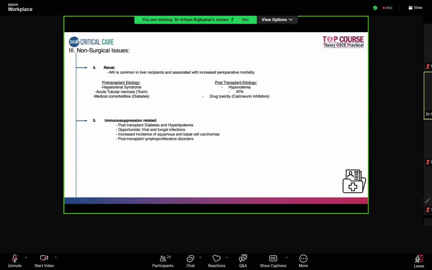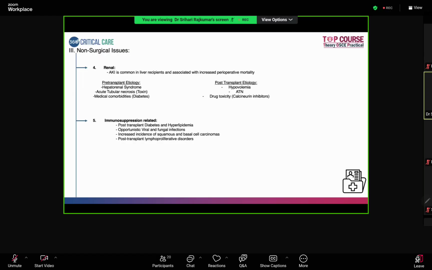And immunosuppression related problems like post-transplant diabetes and hyperlipidemia need to be addressed seriously. Opportunistic viral and fungal infections usually occur between 1 to 6 months. So the easiest way to remember is, less than 1 month post-transplant, it is all nosocomial: VAP, CRBSI, those kind of things are the things you need to look into. Whatever we see in our ICUs commonly.